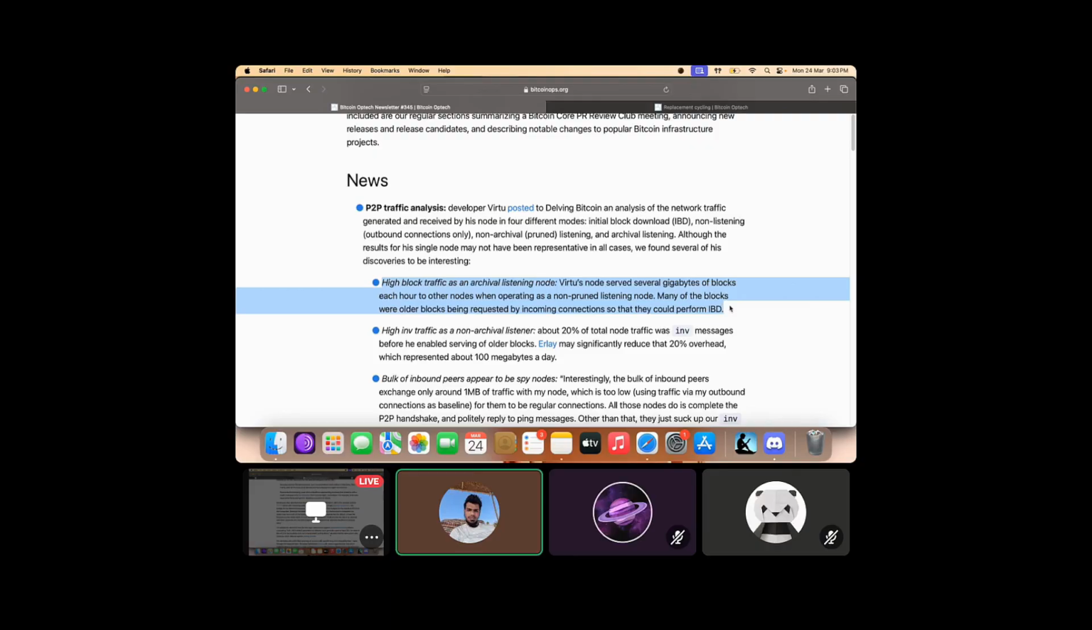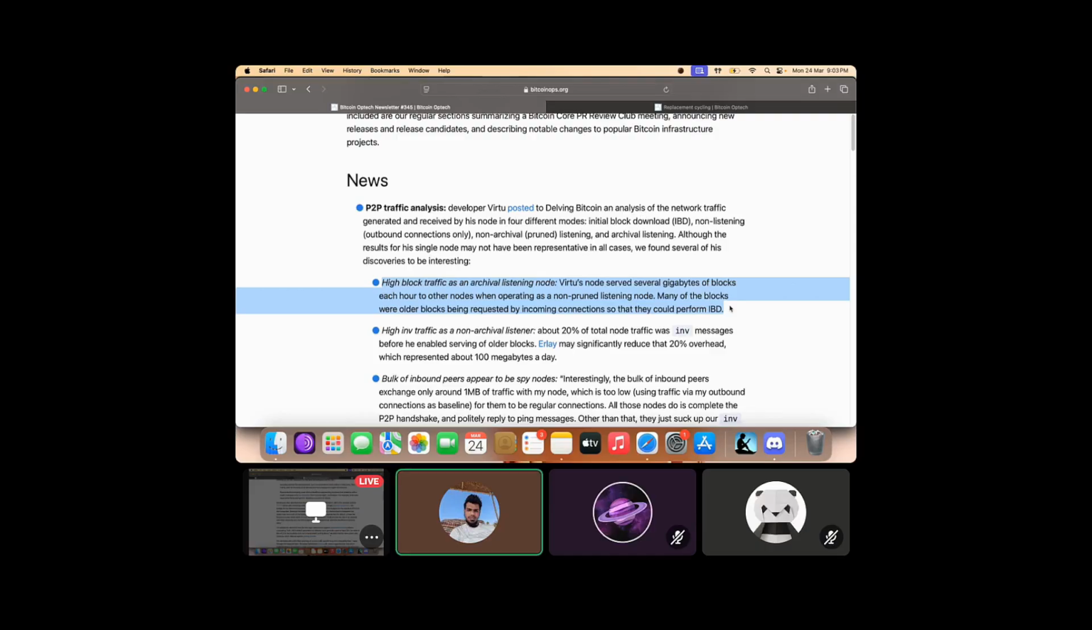So when they ran their node as an archival listening node, they were serving gigabytes and gigabytes of data to peers. Because when you have an archival listening node, all of your peers who are doing the IBD will reach out to you for each and every transaction from the Genesis block till the chain tip. That's like 800 gigabytes. So their node was relaying gigabytes and gigabytes of data, catering to the needs of nodes that were bootstrapping themselves.